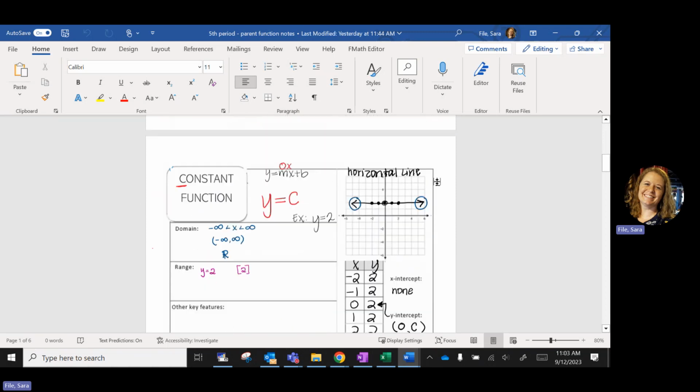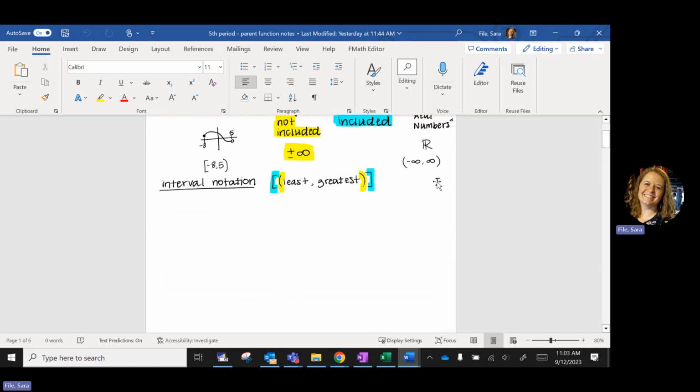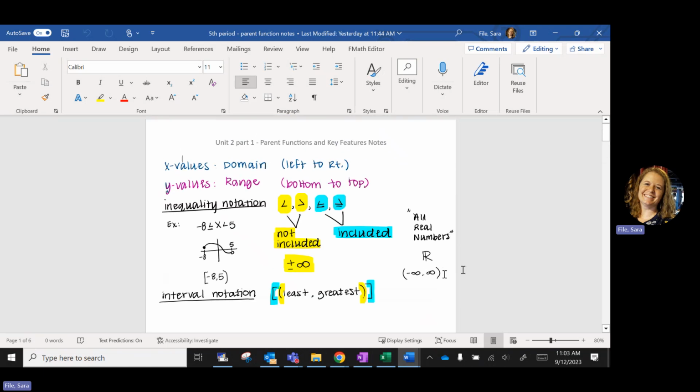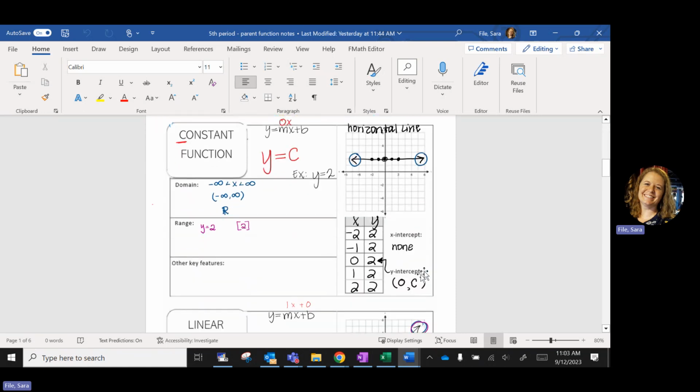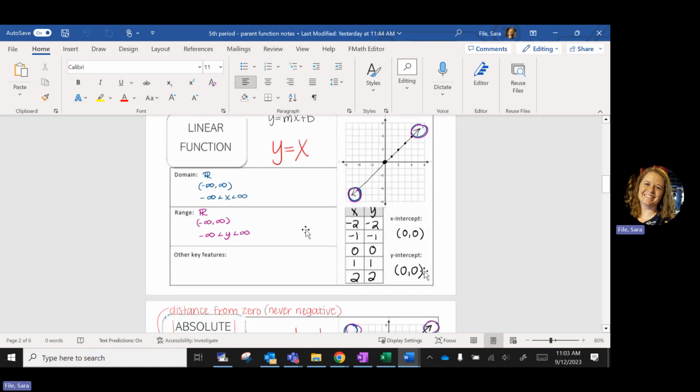All right, so yesterday in our notes, we did a little recap, a domain and range refresher, and we started going through all of our parent functions and filling in the domain and range. So let me see where we left off in here.